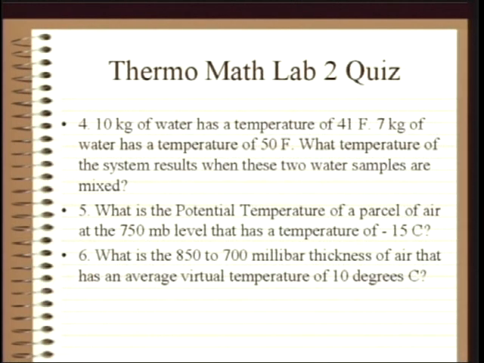Number 5 is find the potential temperature of a parcel of air at 750 millibar level that has a temperature of minus 15 Celsius. And number 6, what is the 850 to 700 millibar thickness of air that has an average virtual temperature of 10 degrees Celsius? So write all that information down. Hopefully you have all your notes, the lecture notes, so you can attempt to solve these 3 questions here, and then stop the tape. And then when you're ready to check answers, then start the tape back up.